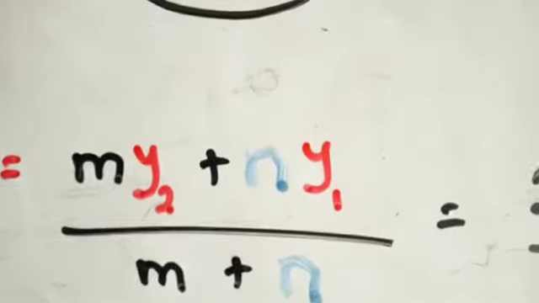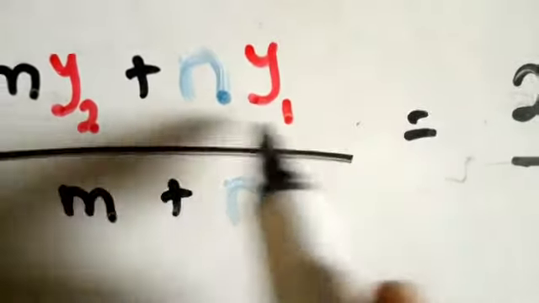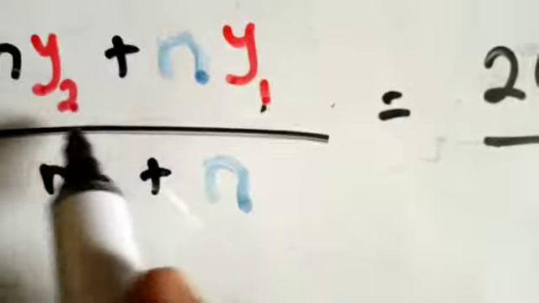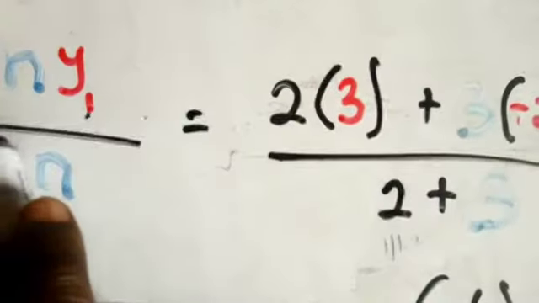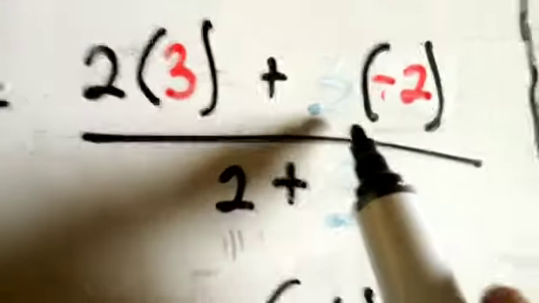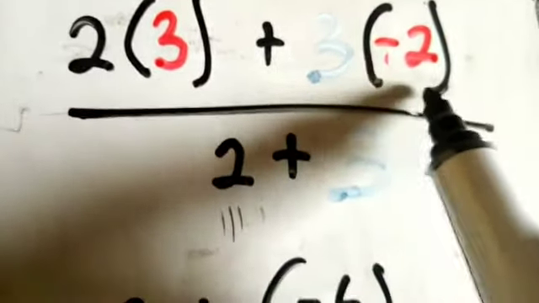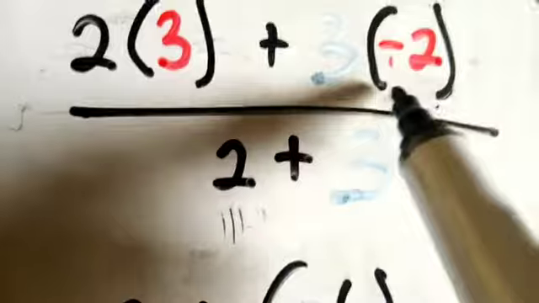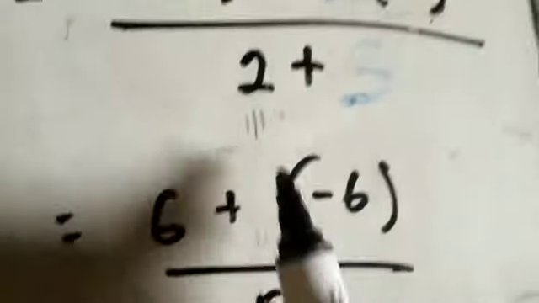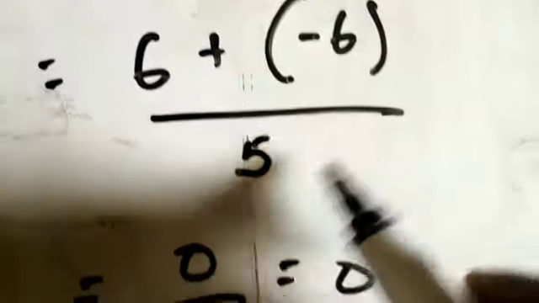So we are left with this one. The same approach, you just need to change the x here, because we are looking for the second leg. Using the same method, you should have 2 into bracket, that's the y2 from the question, which is 3, plus n, which is the second ratio, 3, multiplied by, in bracket, -2. I put this in bracket because it's negative, to avoid confusion. That gives 6 plus negative 6, which gives 0. So 0 divided by 5 is still 0.